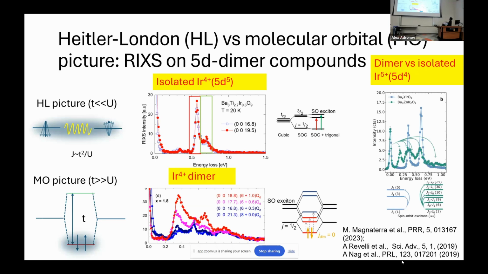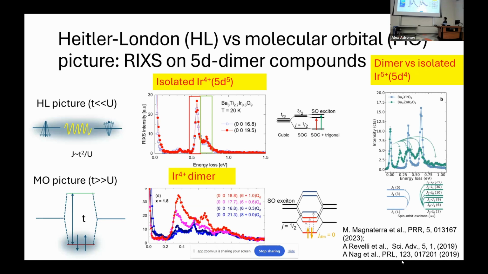Also, the same thing is observed in, for example, 5D4. In the single ion limit, if you remember, you have 2 peaks corresponding to J equals 1 and J equals 2. And you have a lot more peaks when you have a dimer. So this all tells you that you cannot think of these clusters, at least in the 5D limit when the hopping is big, as isolated transition metal ions. In other words, the molecular orbital picture is the correct picture for the 5D.